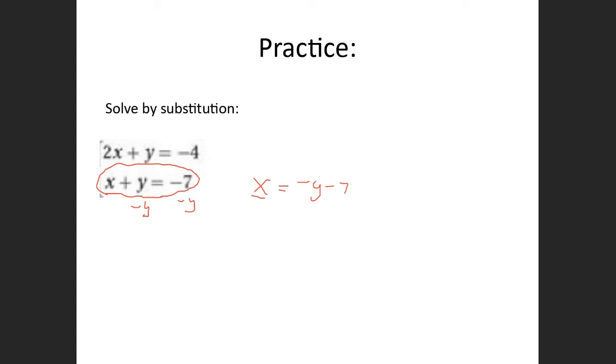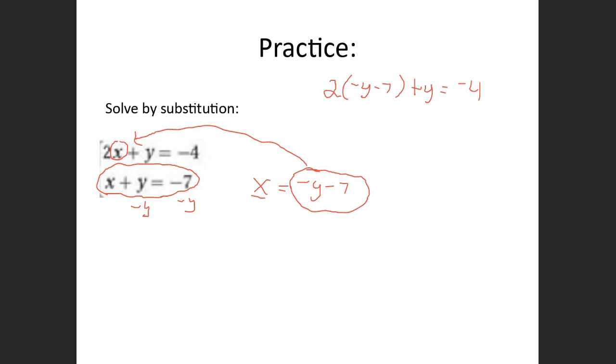Now I'm going to take my x. I know what x equals. It equals negative y minus 7. So I'm going to plug that in for x right there. But look at that, there's a 2 in front of it. So this is going to be 2 times negative y minus 7 plus y is equal to negative 4. This used to be an x here. Remember, I just substituted negative y minus 7 in.